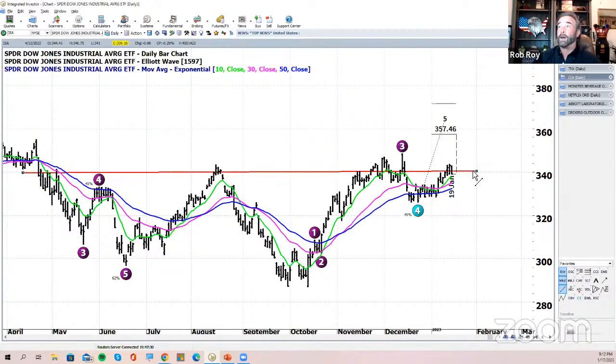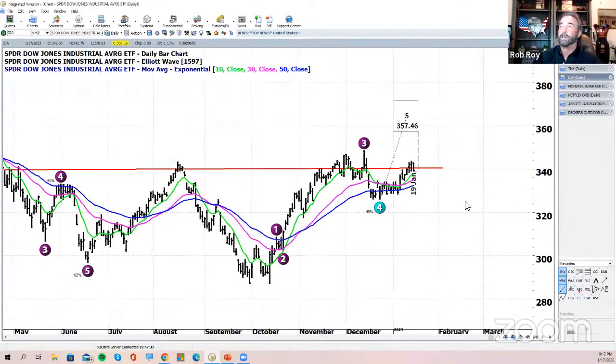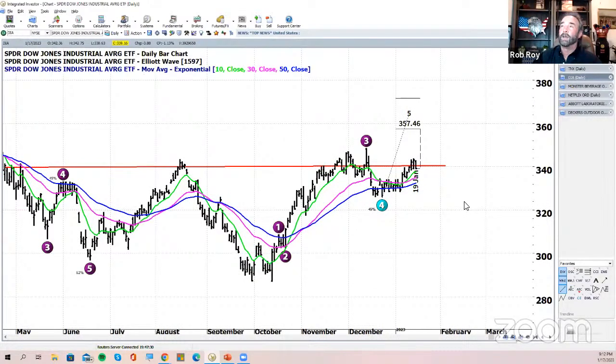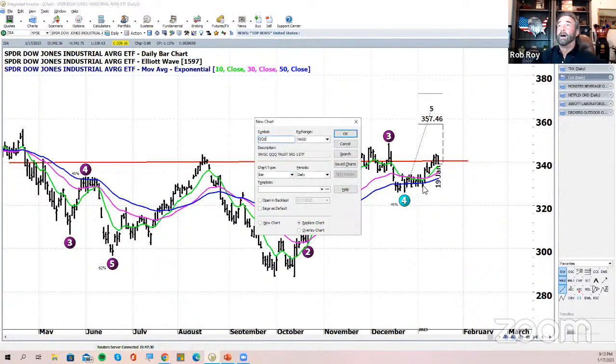There is resistance right here at 340. So having some churning back and forth here is not surprising. But can we go up and hit that wave 5 target? That would coincide with the completion of that zigzag on the S&P. So as long as we stay above the 10-day moving average, a little ping pong back and forth here at the 340 level, I think is quite warranted in the markets.